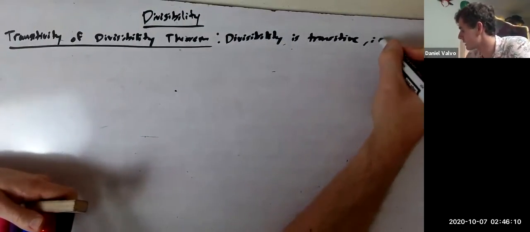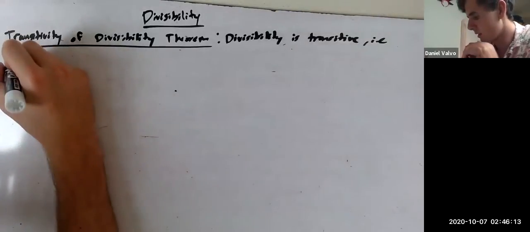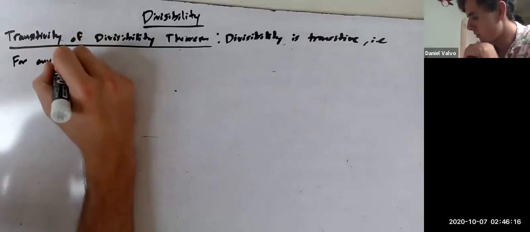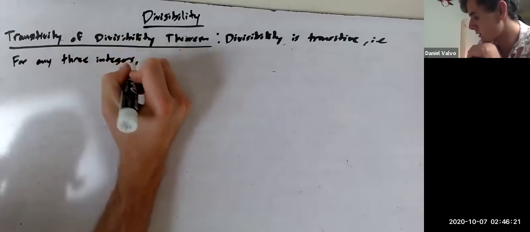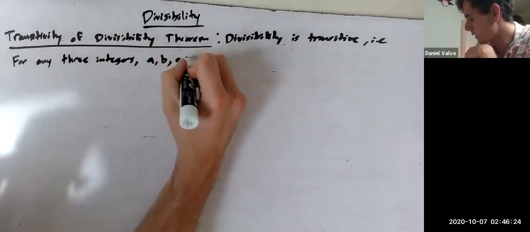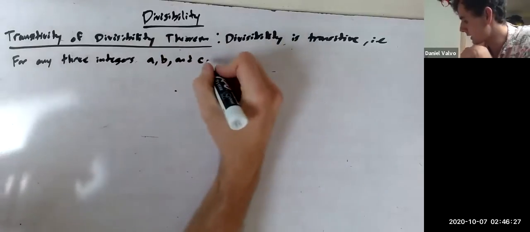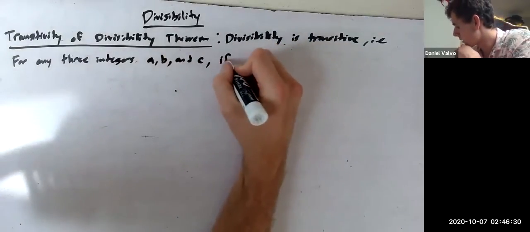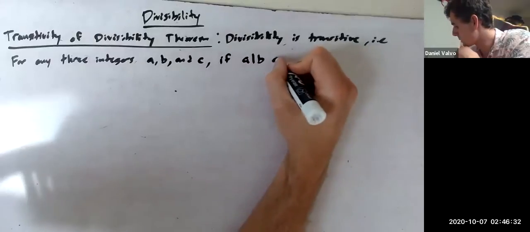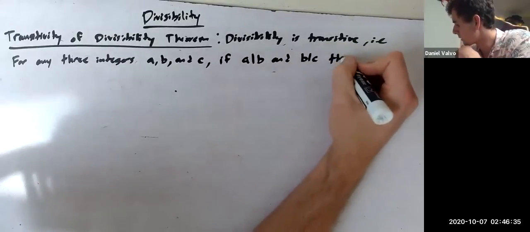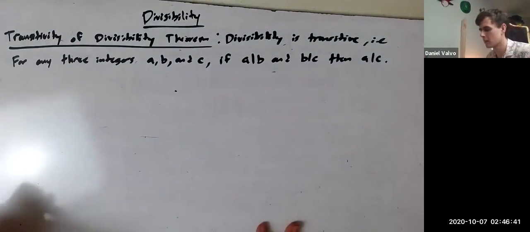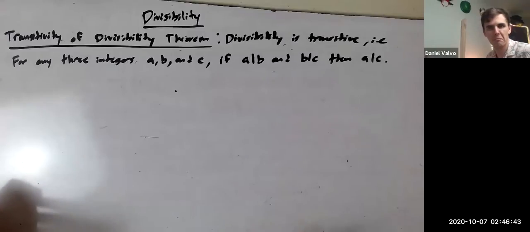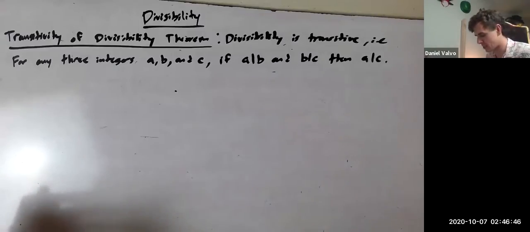What this means is, i.e., for any 3 integers, A, B, and C, if A divides B and B divides C, then A divides C. Right? This, I think, should kind of make sense.